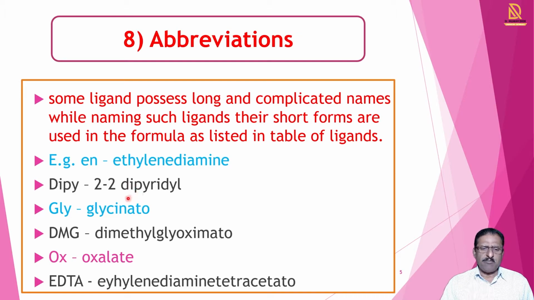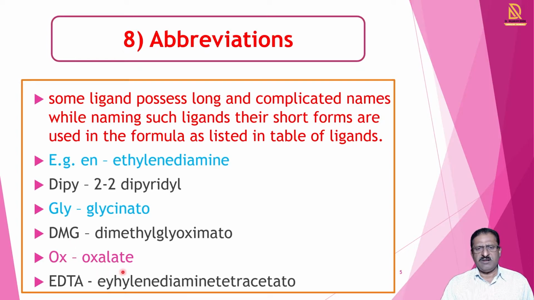Then 2,2-dipyridyl is simply written as dipy. Then glycinato is written in the abbreviation form gly. Then dimethylglyoximato, this is also a very long ligand name, but shortly it is written as DMG.